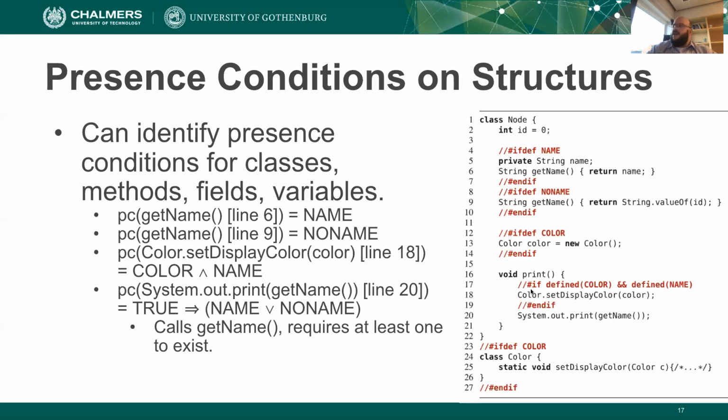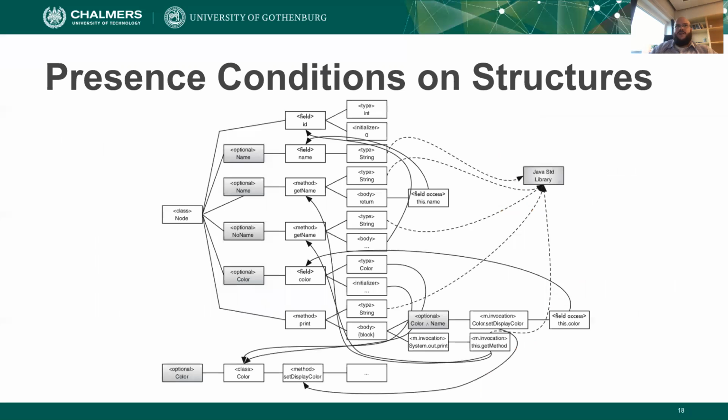Okay, what about line 20, where we call System.out.print getName? It isn't within an ifdef, so we should be able to include that. That's not a problem, but it does get complicated because it calls getName, and so we inherit from here that we must have some version of that method defined. It's going to be either name or no name, which are really our two possibilities. It leads to a condition that one of those needs to be set. And this gets complicated.